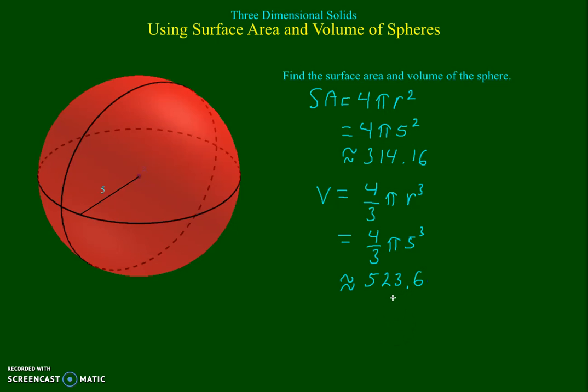Fairly simple examples, very basic formula, but it's always good to include your formulas and work off your formula. Your problems aren't always going to be this straightforward, but let's go ahead and take a look at a composite solid that utilizes the volume and surface area of a sphere.